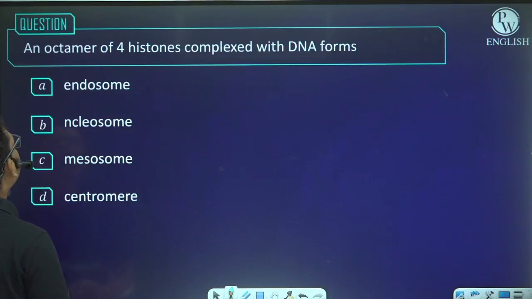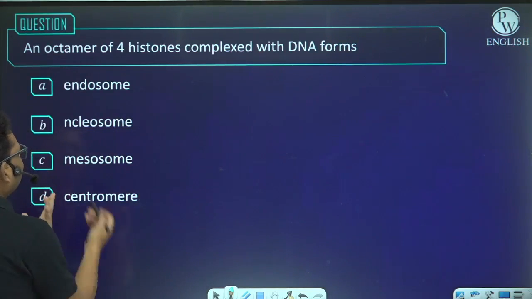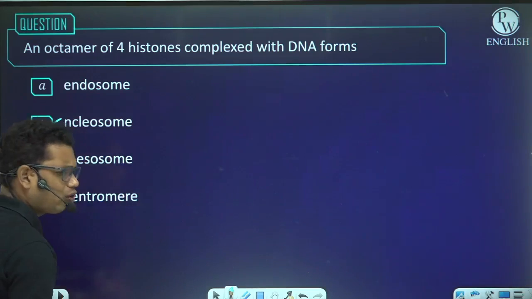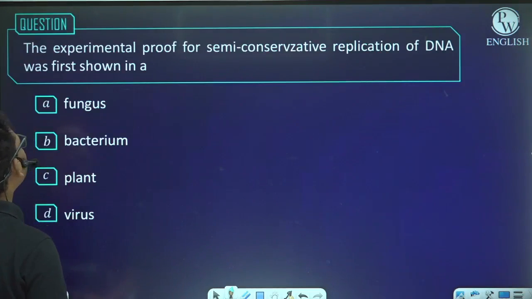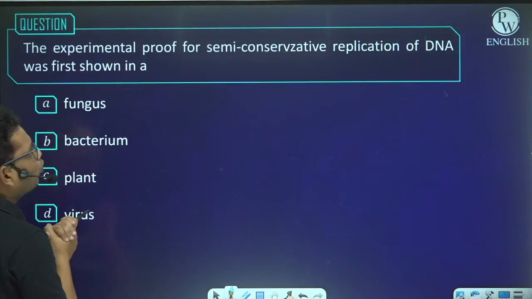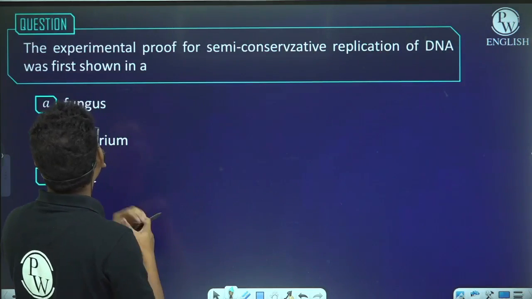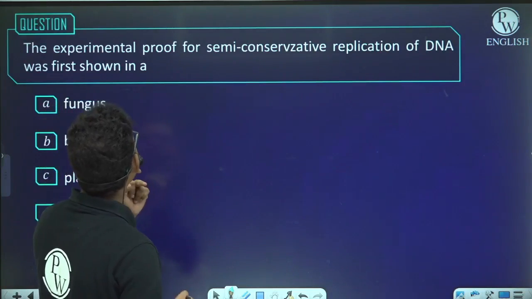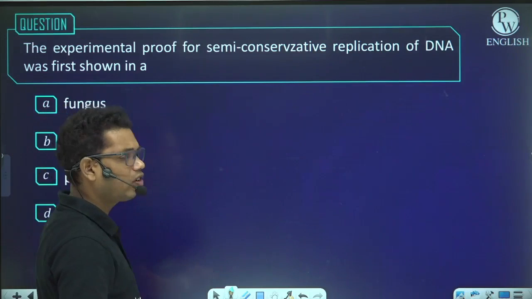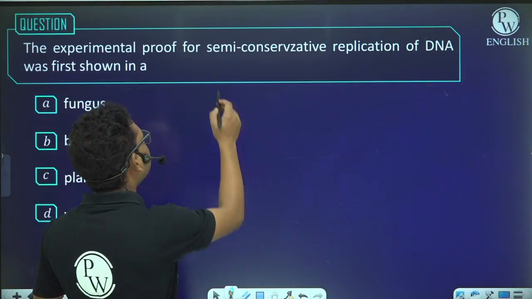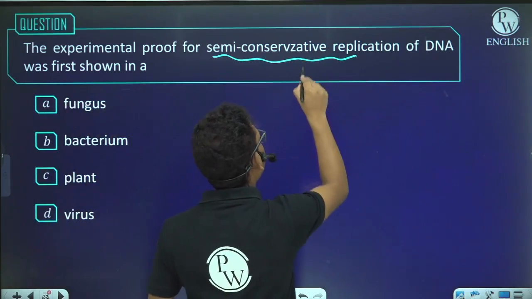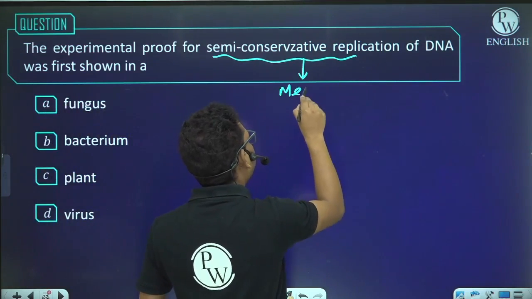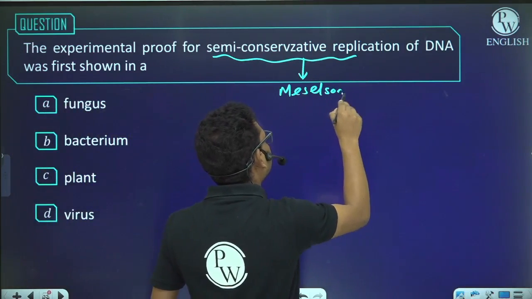Next. An octamer of 4 histones complex with DNA forms what? That is called as nucleosome. We have already discussed this one. Next. The experimental proof for semi-conservative replication of DNA was first shown in. See, the semi-conservative mode of DNA replication was first proved by whom? Meselson and Stahl.